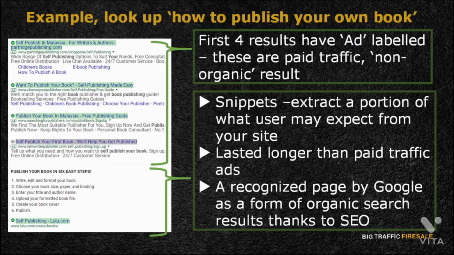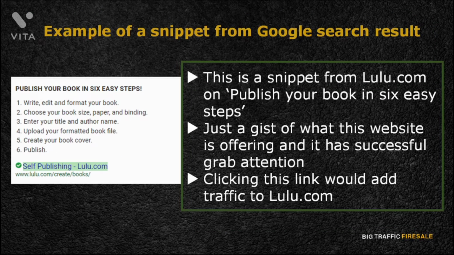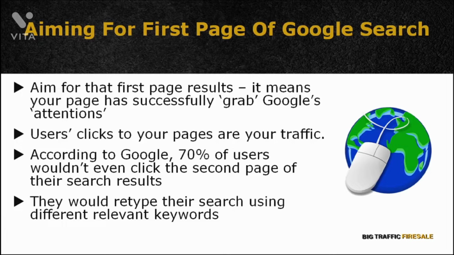A recognized page by Google as a form of organic search results, and it's all thanks to SEO. For example, this snippet from Lulu.com on Publish Your Book in 6 Easy Steps. The information given is just a gist of what this website is offering, and it successfully grabs users' attention. Clicking this link would add traffic to Lulu.com.